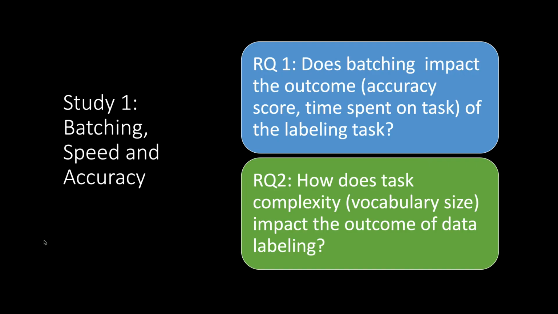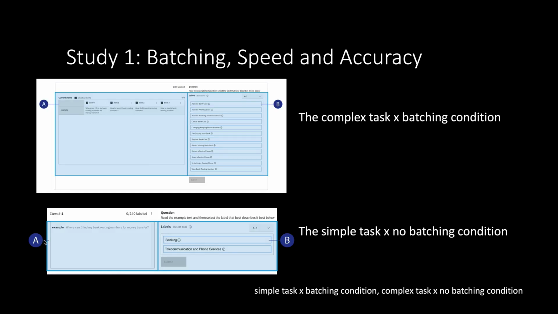So our first 2 questions in study 1 were around how much does batching impact the outcome of the labeling task, and how does task complexity impact the outcome of data labeling? We had various conditions. As you can see up top, it's the complex task and the batching condition. And then the bottom image shows a simple task and no batching condition.